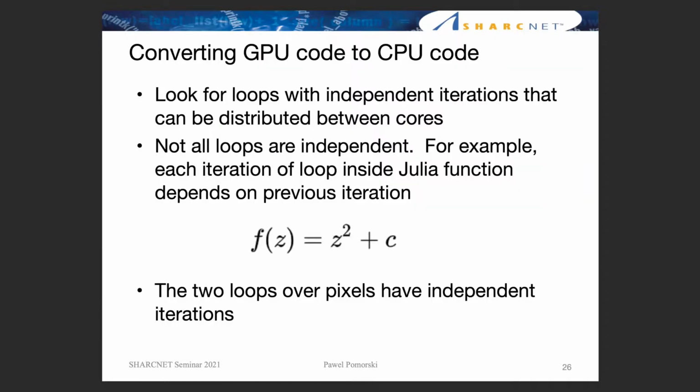Okay, so in general, when you're converting a CPU code to GPU code, you're looking for loops with independent iterations. So again, to reiterate, calculating f of z, that's not an independent loop, so you don't want to touch this, but you want to parallelize the loop over the pixels.